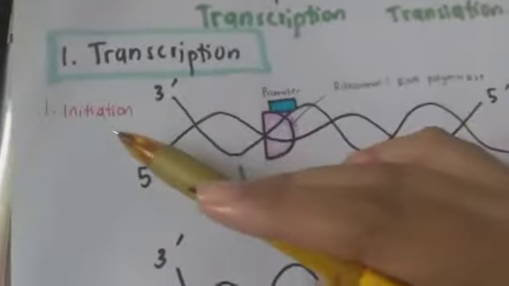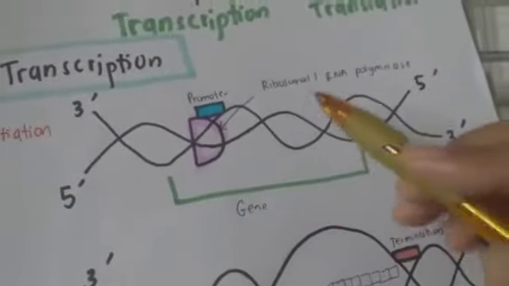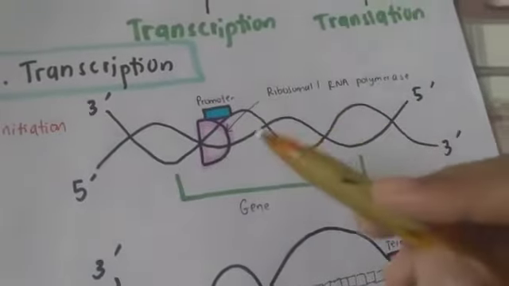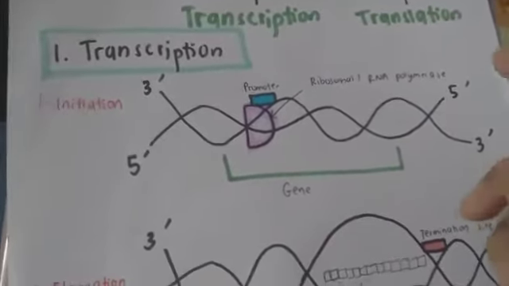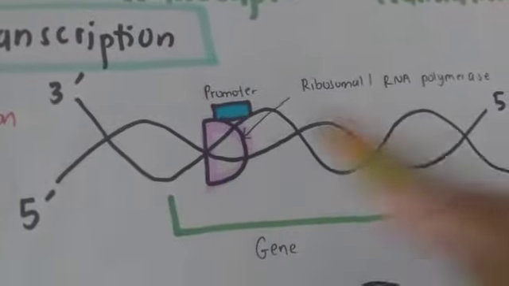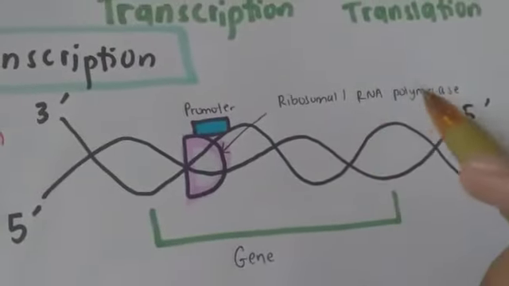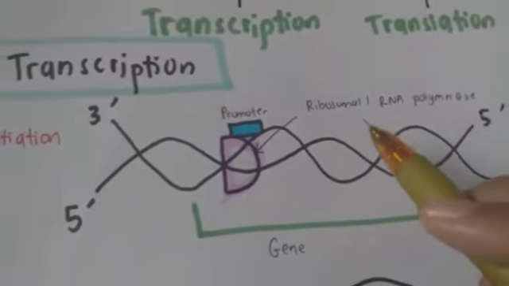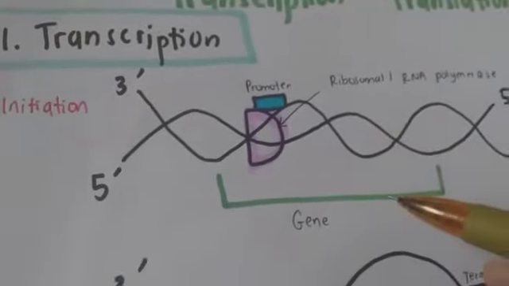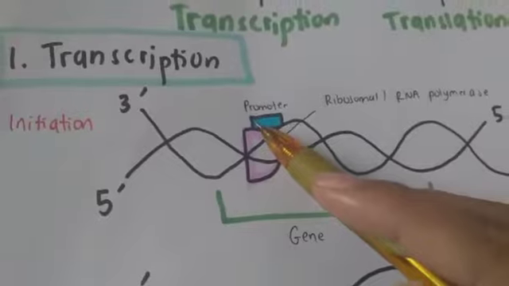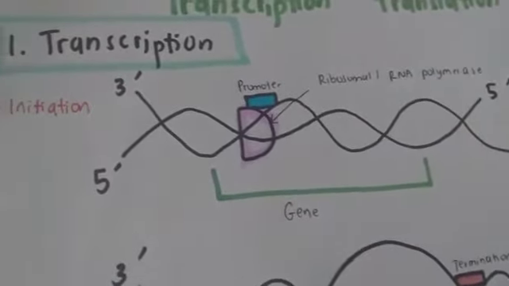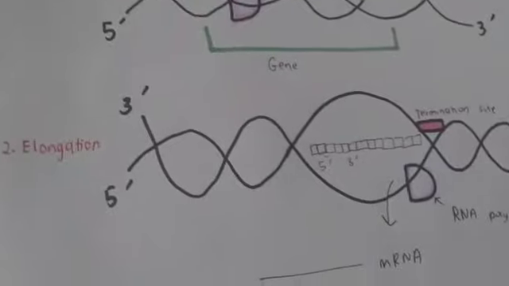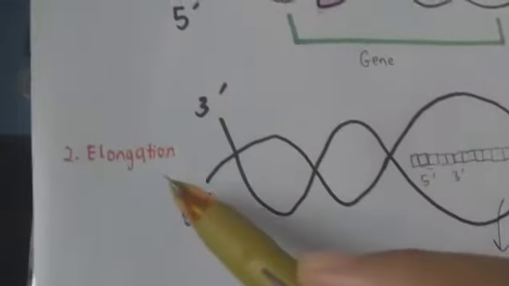The first stage is initiation. This is an example of DNA, which consists of a lot of genes, and this is a gene which codes for a certain protein, and this is the RNA polymerase. It will slide along the DNA to find the promoter, attach to the promoter and make the DNA unwind or uncoil. Moving on to the next stage, which is elongation.